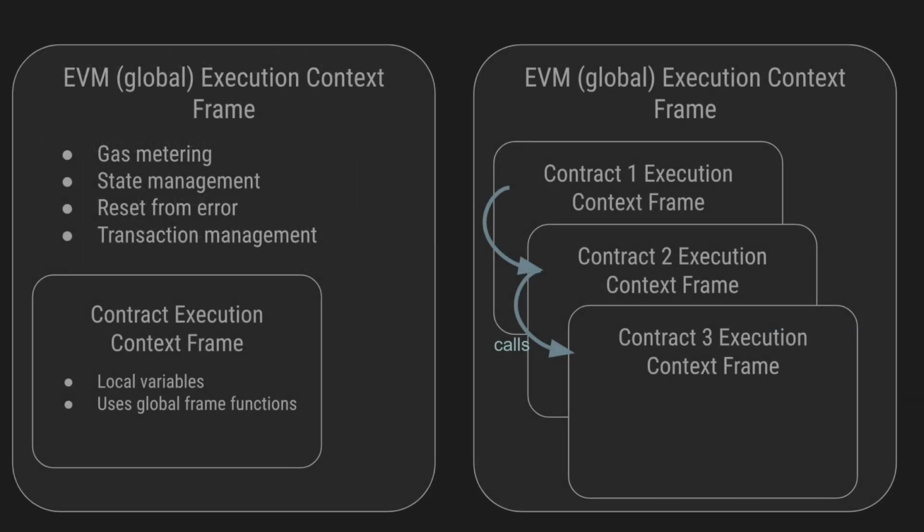To explain the frame nesting problem, on the left we have the global EVM execution context frame that keeps track of gas metering, state management, reverting state in case of an error, transaction management, and so on. The inner frame, the contract execution context frame, corresponds to a smart contract call or delegate call or static call, and it uses the global EVM functions, but also it has its own internal state, its own local variables.